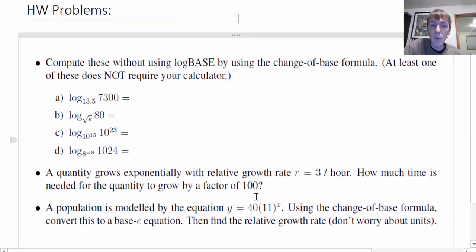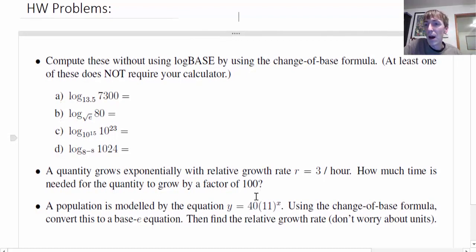Okay, for the last one, I would say you're using the change of base formula from the very first slide, turning it into a base e equation. So that means that the relative growth rate probably going to involve a natural log, and that's my hint for that last one.